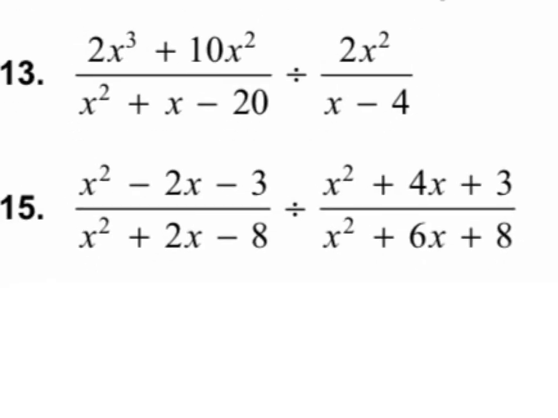So we're dividing here. That means we keep the first fraction, change to multiplication, and flip the second. And just like before, we need to factor. Factoring the top left here, what are 2 factors of negative 3 that add to negative 2? Negative 3 and positive 1. So we have x minus 3 and x plus 1. What about the bottom left down here? What are 2 factors of negative 8 that add to positive 2?